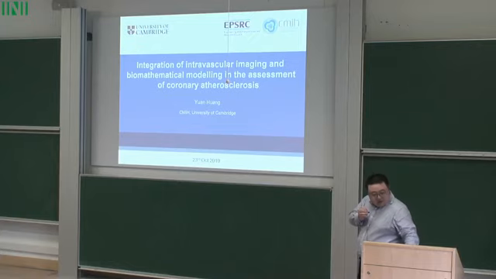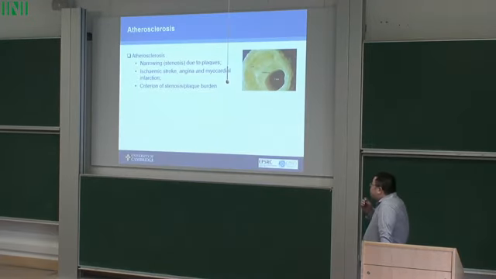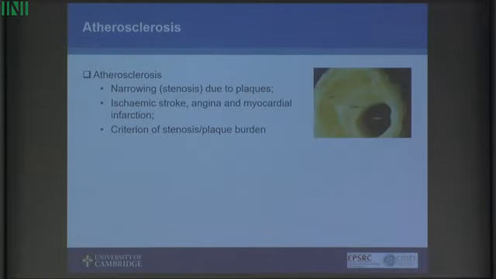Atherosclerosis is a narrowing disease, mostly due to the formation of so-called plaques. Here we would see a lipid-rich necrotic core covered by a fibrous tissue, and this would narrow the vessel lumen, constricting the blood flow.